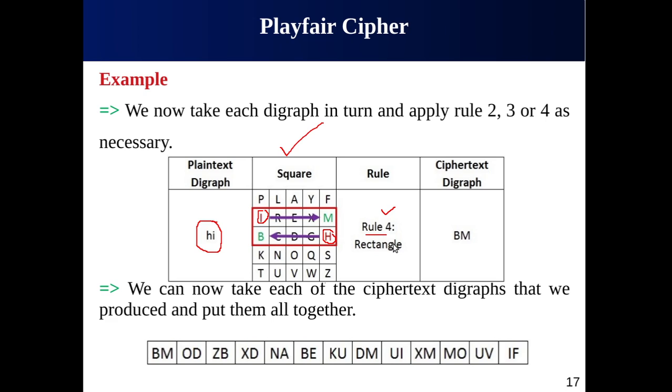According to rule number 4, if the letters are on different rows and different columns, each plain text letter in this pair will be replaced by the letter that lies in its own row and the column occupied by the second plain text letter. For example, we want to replace H with a cipher text. Follow the same row and the column in which the second letter is, that is I, and the intersection of these two is B. So H will be encrypted into B. Now the same procedure for I. Follow the same row, and the column in which the second letter is, that is H, and the intersection of these two is M. So I will be replaced with M. Our cipher text for HI is BM.